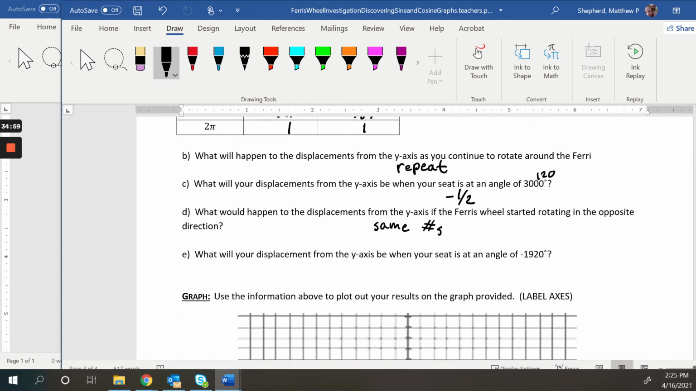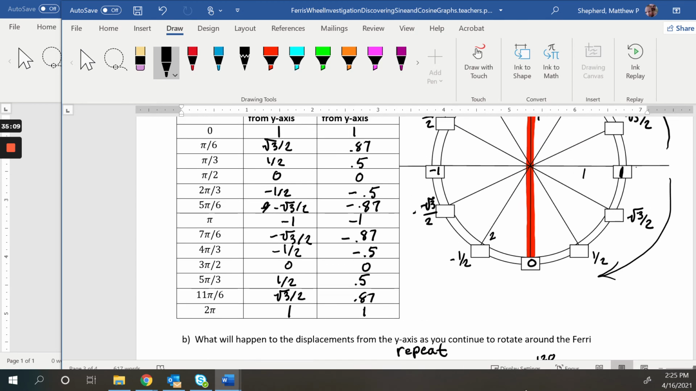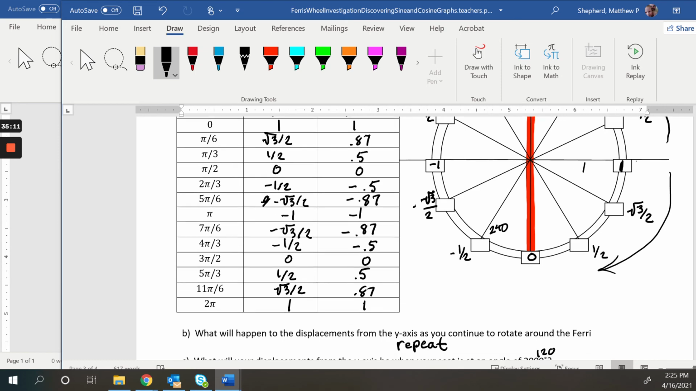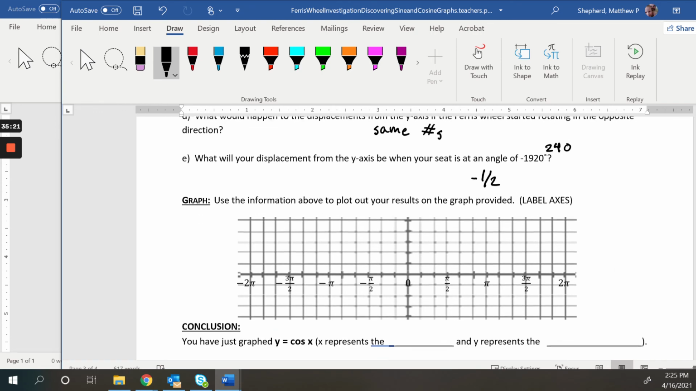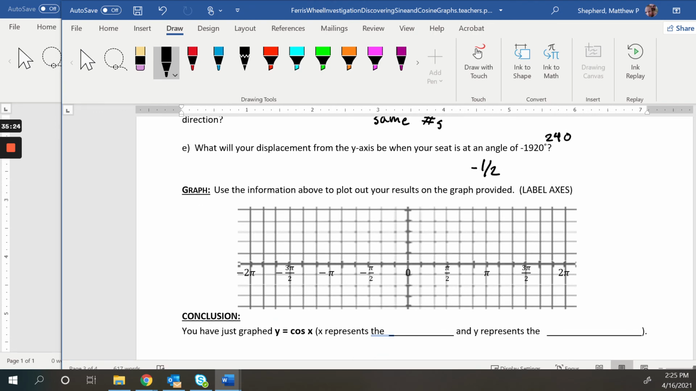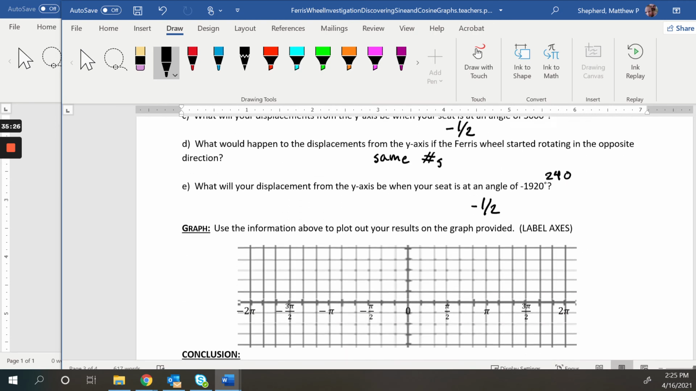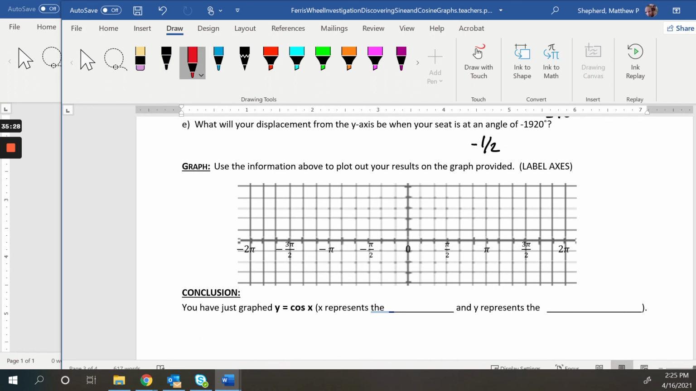What will your displacement from the y-axis be at negative 1,920? That was just a 240 angle. Our 240 angle would be, we will be displaced by a negative half. Okay? Same as the other. All right, so we're now going to use that information from the table to start making our graph.